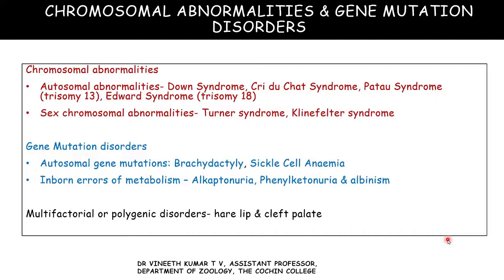In the next video, we will be discussing in detail the inborn errors of metabolism, which are alkaptonuria, phenylketonuria, and albinism.